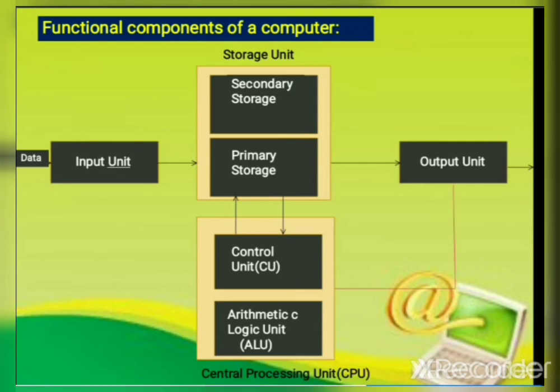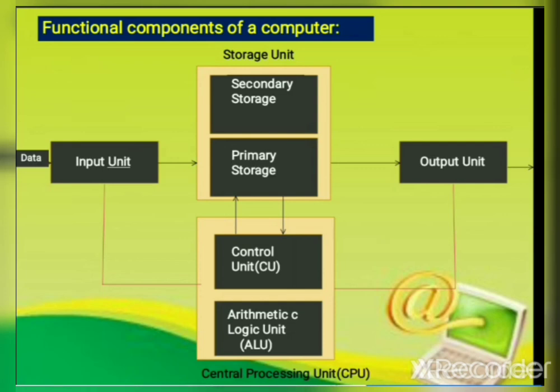After sending the data, the central processing unit processes it. It performs necessary operations on the data, produces the result, and sends the produced result or processed data to the output unit. So what is the work of the control unit? The control unit controls the input unit and output unit. ALU performs arithmetic and logic operations, as the name suggests.